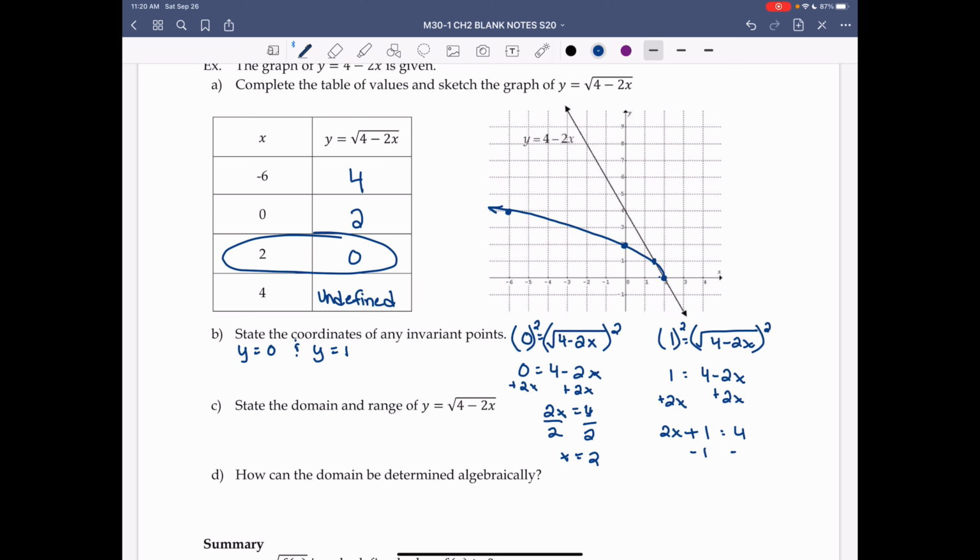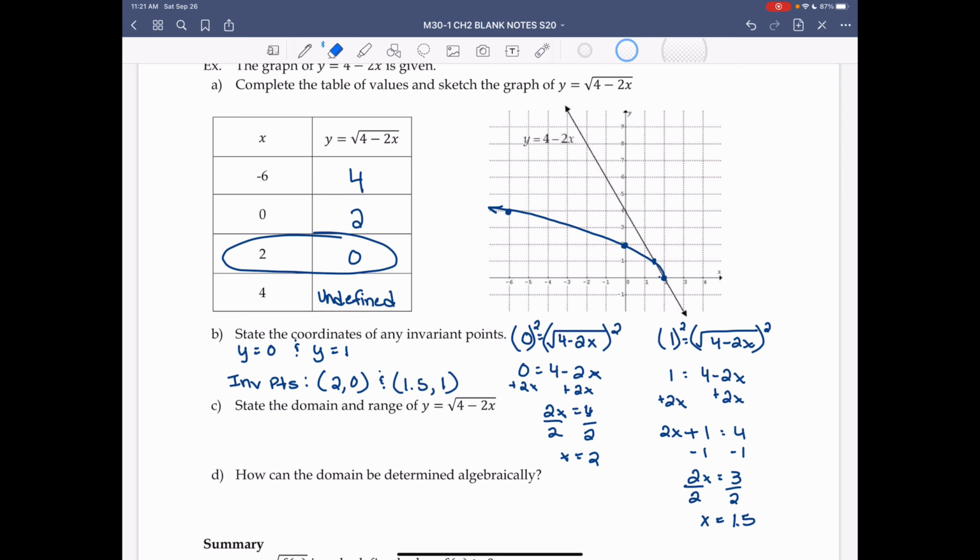And then I'm going to subtract 1, and then divide by 2. And we get that x equals 1.5. So our invariant points are x equals 2 and y equals 0, and x equals 1.5, y equals 1. State the domain and range of y equals the square root of 4 minus 2x.